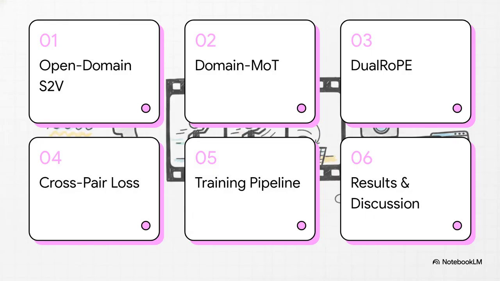Here's our syllabus for today's deep dive. We're going to start by defining the open domain S2V problem, then we'll move into Domain-MoT and feature decoupling. After that, we'll unpack DualRoPE spatial disentanglement, break down the cross-pair consistent loss formula, look closely at their datasets, and finally wrap up with a critical discussion of the results.